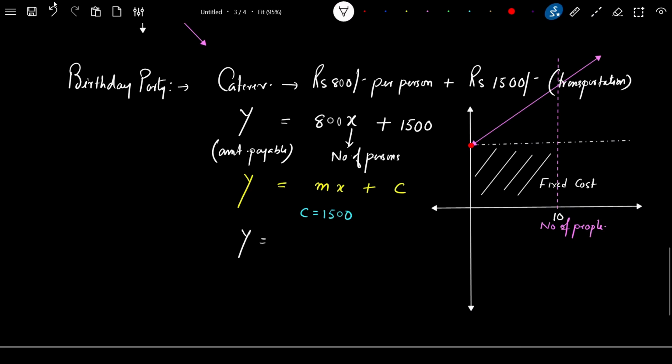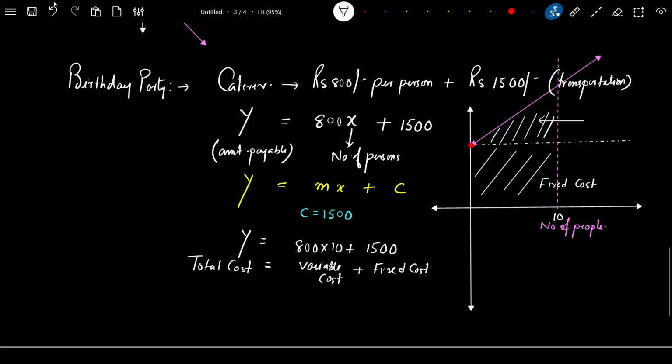If I look at the analytical solution, it would be 800 times 10 plus 1500, right? This part is my variable cost. This depends upon how many people have attended my birthday party, and this is my fixed cost. So in financial mathematics, total cost is equal to variable cost plus fixed cost. Many of you might have learned this as part of preliminary economics concepts. So the same thing comes up. This is my variable cost. And if I look at the entire portion, that is the green shaded part, this is my total cost, which is equal to fixed cost plus variable cost.